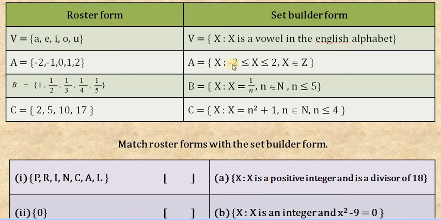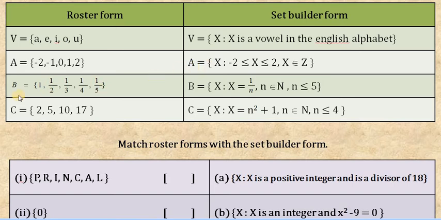And sometimes we write another form also. Instead of writing less than or equal to, you can also just use less than. How do you write? A is equal to the set of all x such that -3 less than x less than 3, x belongs to Z. So like this, the set builder form can be written in different forms without changing the meaning.